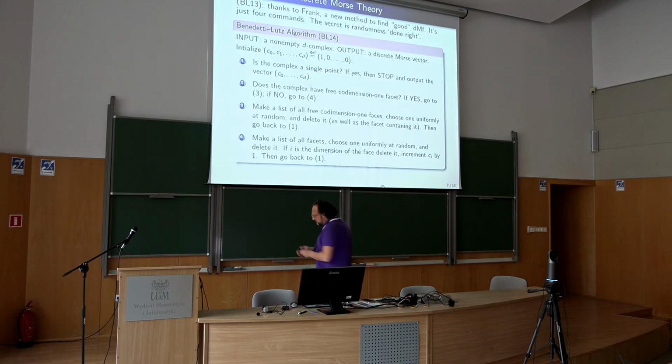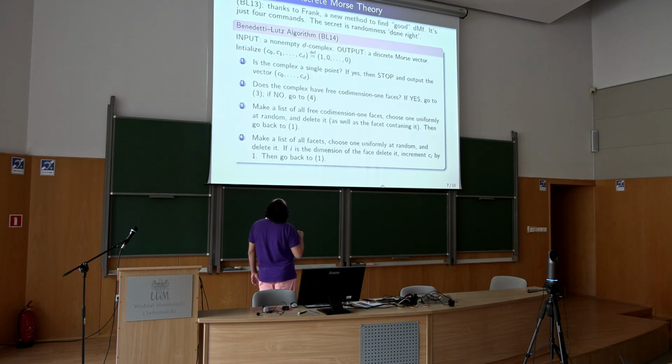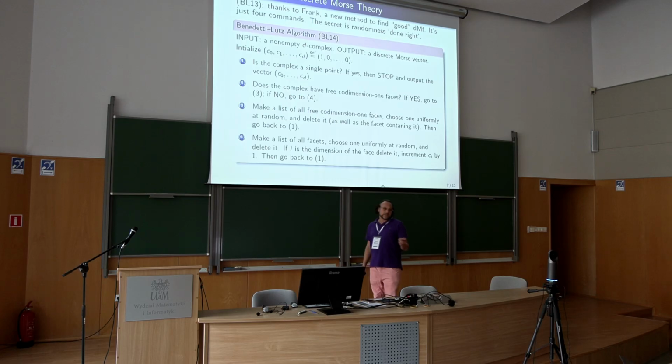Technically, this is this step here. This is the key step in the way I phrased it. Does the complex have free dimension 1 faces? If yes, we go to 3, and from 3 we go back to 1. So we never enter 4 unless there are no free codimension 1 faces. So typically we go to step 4 few times. This is the second advantage: this tends to give you discrete Morse functions that reduce a lot.